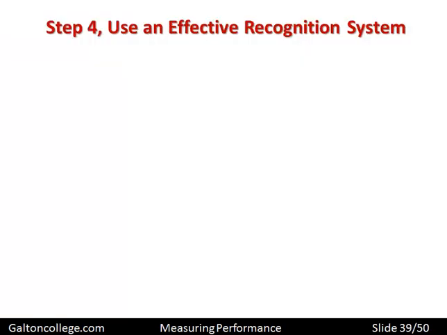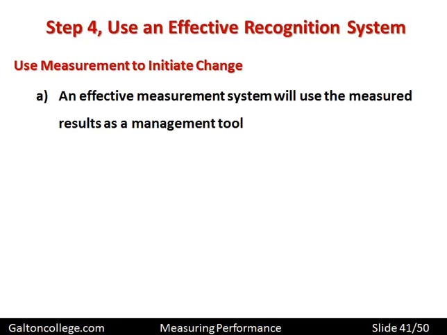The final step here is use an effective recognition system. We're still talking about measuring performance, so use an effective recognition system. Use measurement to initiate change. An effective measurement system will use the measured results as a management tool. That's why the businesses take measurements, so that they can use it as a management tool. There's no point in taking measurements and just forgetting about them, taking the measurements and filing them away somewhere. The measurements are taken so that they can be used, and they can be used by management to make decisions.